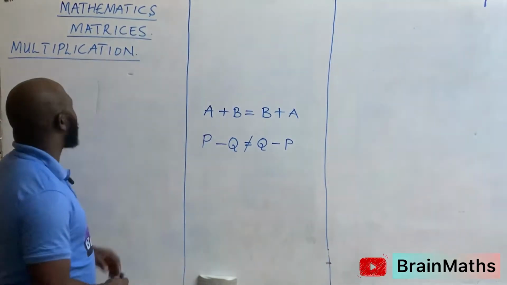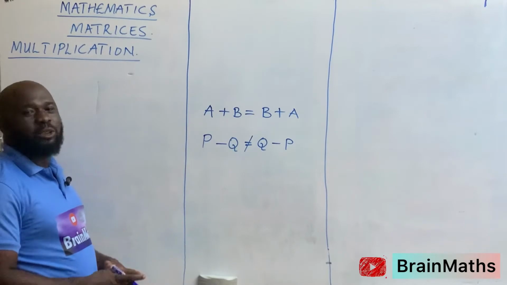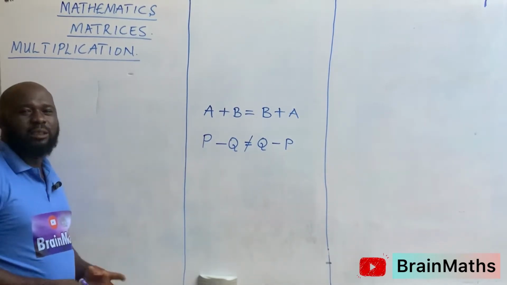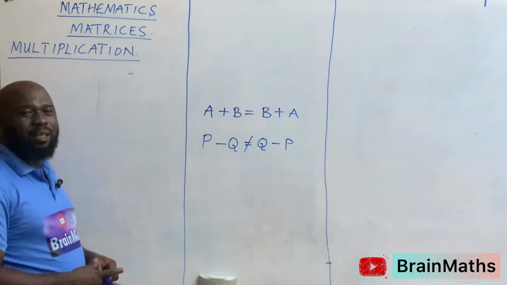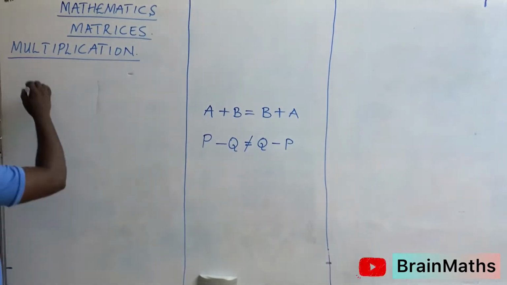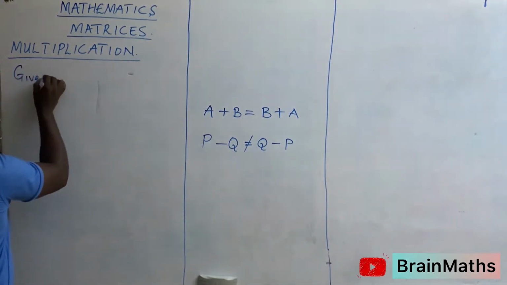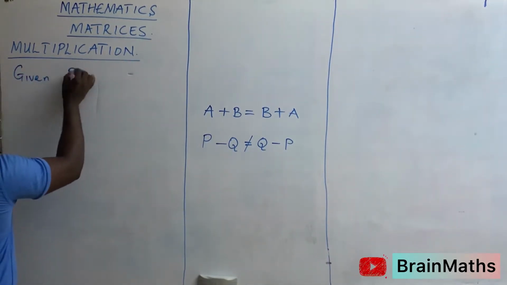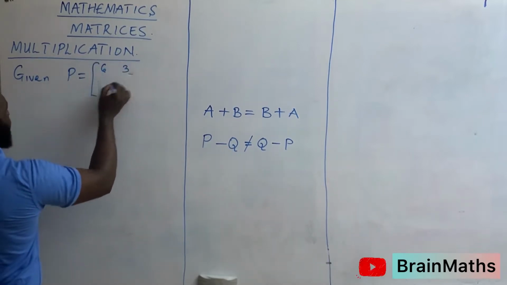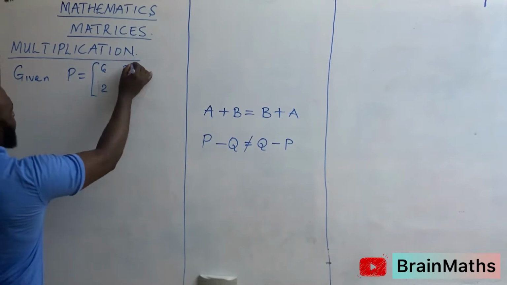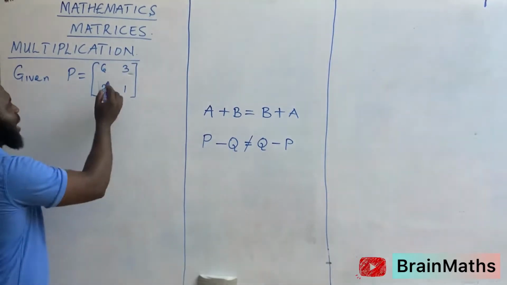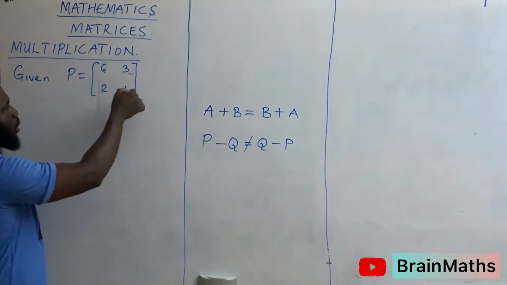The first thing we'll be doing in multiplication is to multiply a matrix by a scalar. When we say a scalar, it means we are multiplying a matrix by an ordinary number. For instance, if you're given that matrix P equals 6, 3, 2, 1, don't forget this is a 2 by 2 matrix. It has two rows and two columns.